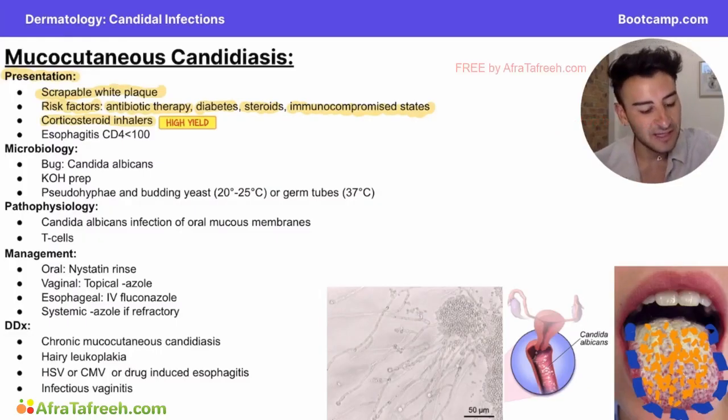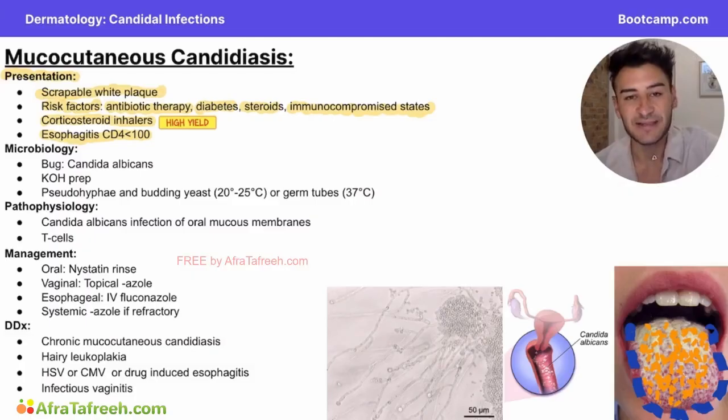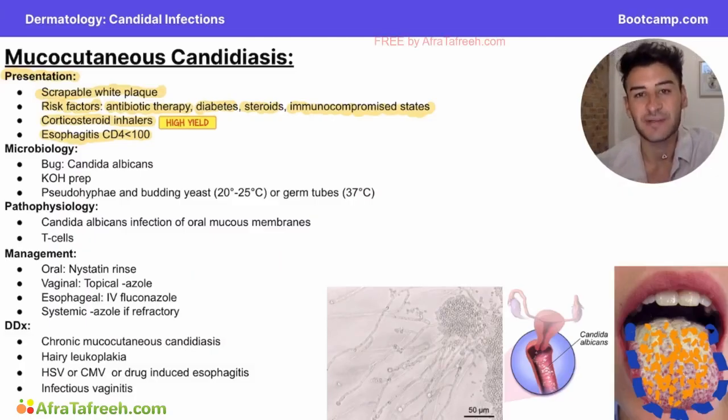Additionally, those with CD4 counts less than 100 are very likely to develop candidal esophagitis. And this is going to be an important sticking point in terms of our HIV/AIDS patient questions, especially the CD4 count. They love to ask the CD4 count at which esophageal candidiasis will occur, and that's going to be when the CD4 count drops below 100.